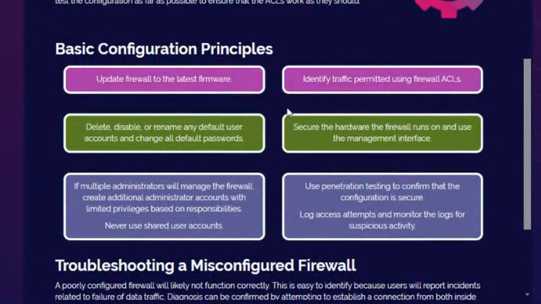So here are some basic principles on configuring firewalls. Make sure to update the firewall to the latest firmware. Identify traffic permitted using the firewall ACLs. Delete, disable, or rename any default user accounts. Change all the default passwords. You don't want password 123, right? Secure the hardware that the firewall runs on and use the management interface. So that means make sure nobody can access that computer, secure it in a locked room, whatever it needs to be done.